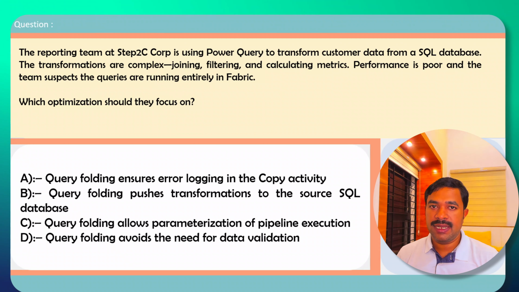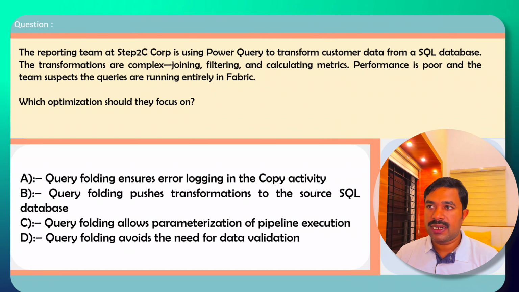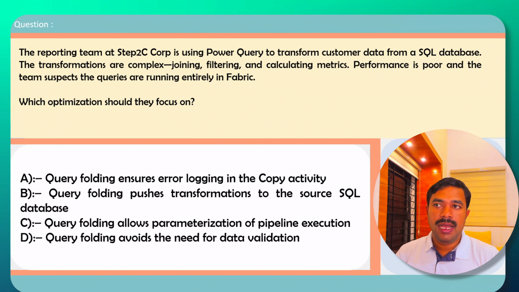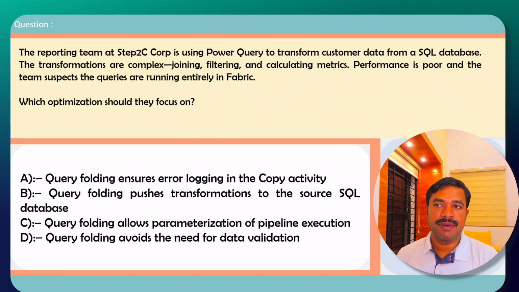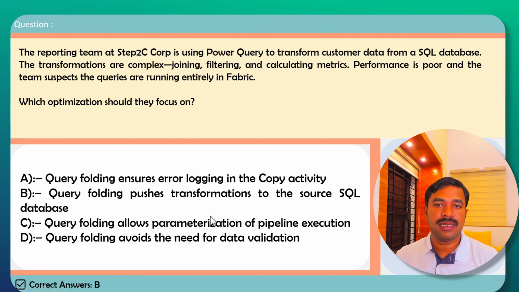So we have a system which is pulling some data from a SQL database, and we have some transformation logic. The Power Query is performing some kind of transformation, and the performance of the system is very bad. Now we want to improve the performance, and we suspect the queries are running entirely in Fabric. What optimization technique could you use in this scenario?